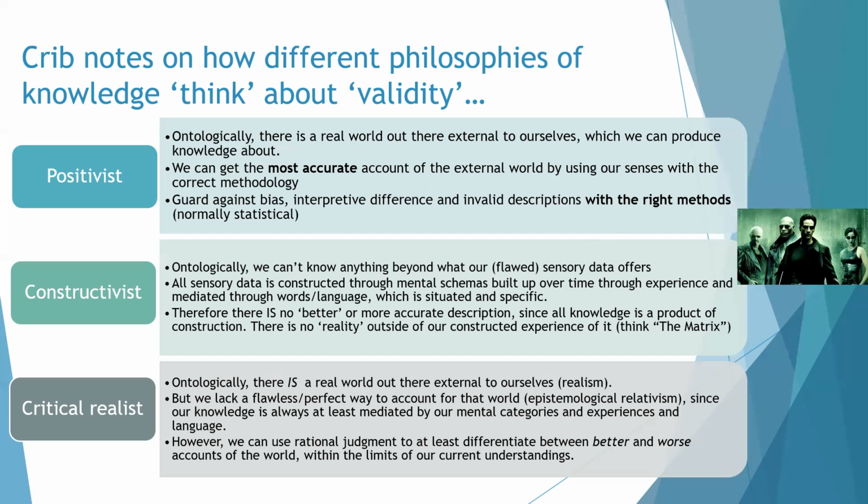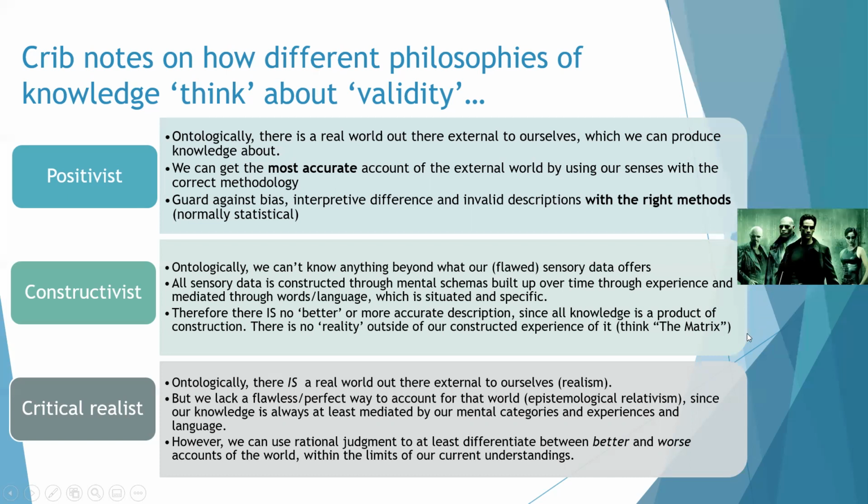But we have to acknowledge that the constructivists have a point that we don't have a universal, omnipotent, omniscient gaze from which to account for that world. We have no flawless or perfect way of describing that world. So the critical realists accept the constructivist argument of what we call epistemological relativism, that our techniques for producing knowledge about the world are flawed and very human and subject to change.